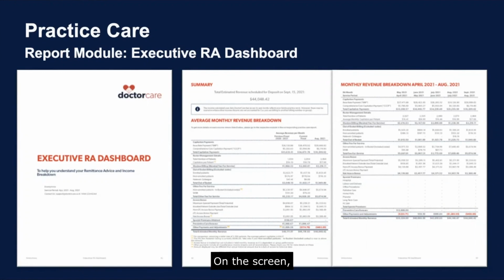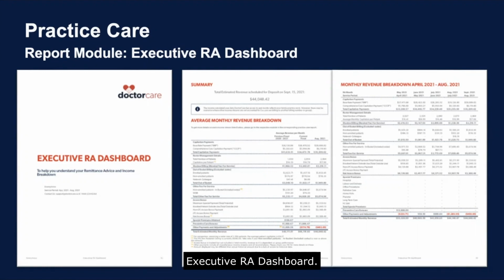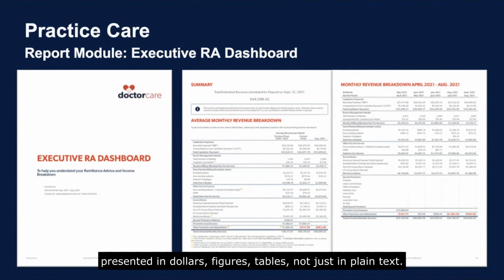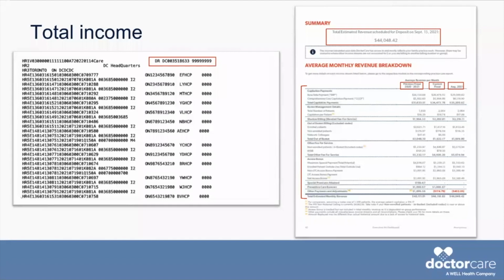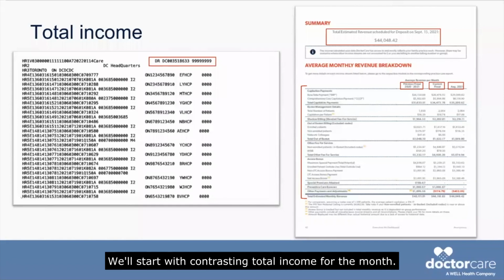On the screen, you are seeing the section of the PracticeCare Reports module that contains the Executive RA Dashboard. It's just 2 pages and it contains key practice information from many different parts of your RA summary. And the information is presented in dollars, figures, tables, not just in plain text. Let's dive right in and step through how the dashboard contrasts with the Ministry RA. We'll start with contrasting total income for the month.